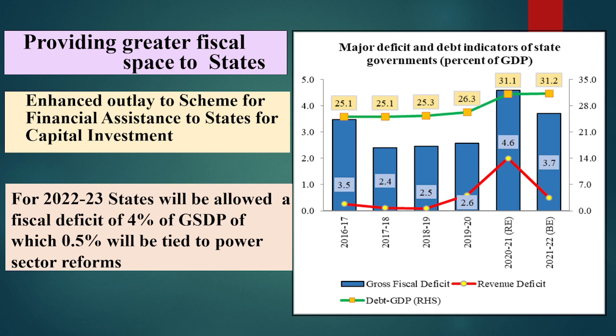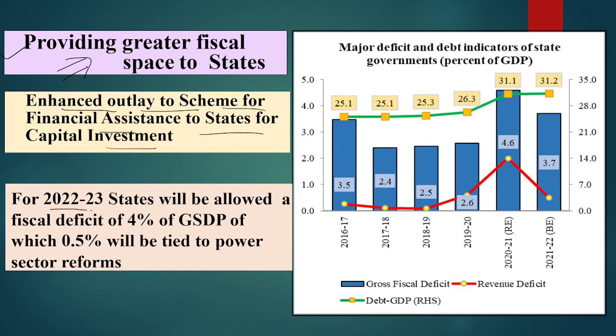Next point that you have to remember over here is providing greater fiscal space to states. All right, so what are these? Providing greater fiscal space to states. Next is your enhanced outlay to the scheme for financial assistance to states for capital investment.